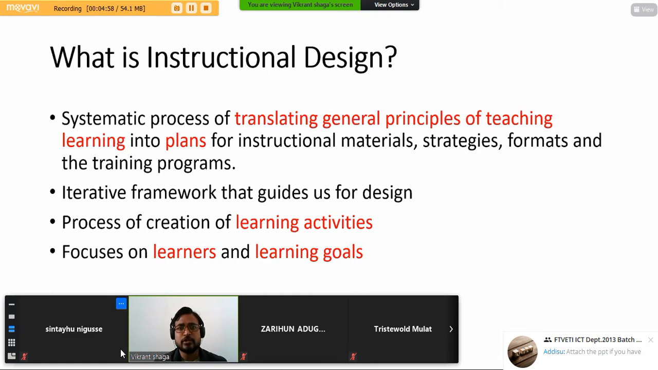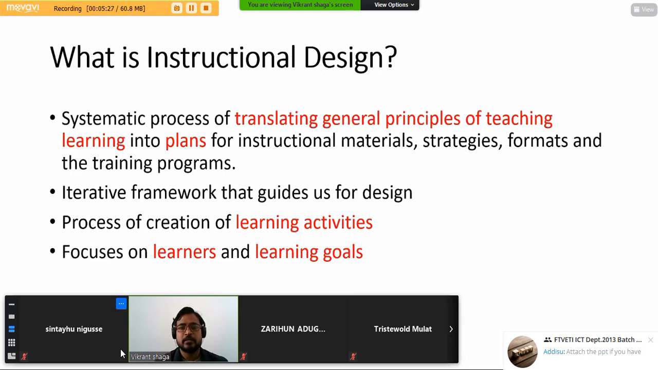So this is a small brief introduction about what is an instructional design. Translating general principles of teaching and learning into plans, right? We are just making a plan for how to make that lecture session, or a particular session, very useful to the learners, through the different instruction materials, different types of activities, some training programs. In that way, you have to design particular instructions.